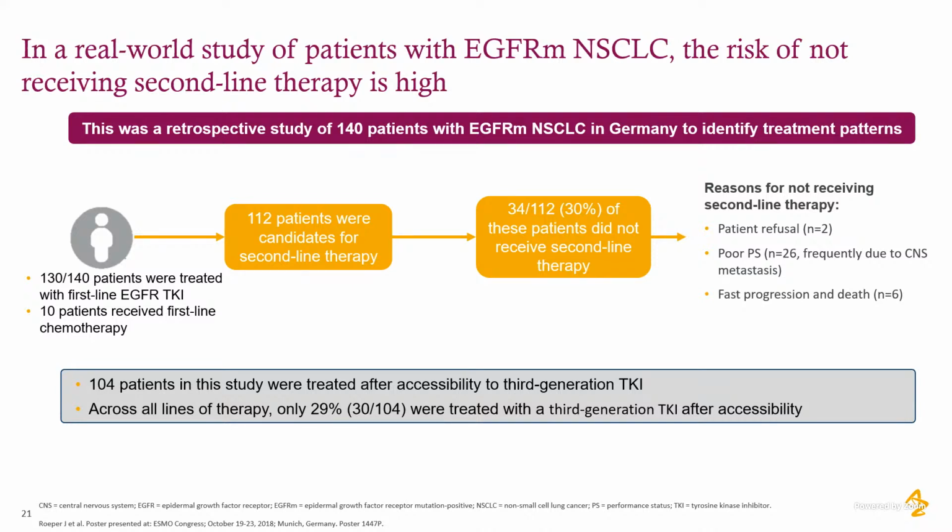This has happened in a country where things are available easily, and patients have insurance and they can go for any sort of tests and any sort of treatment. So in our country, it will be much higher, the patients missing the treatment. Across all lines of therapy, only 29% were treated with a third generation TKI after accessibility. Next slide.